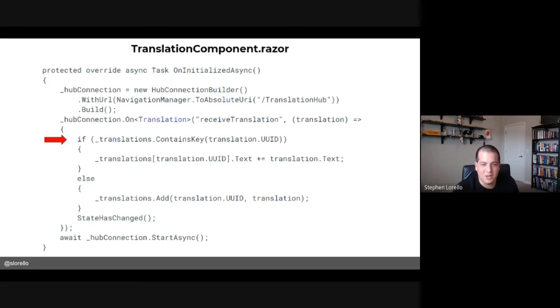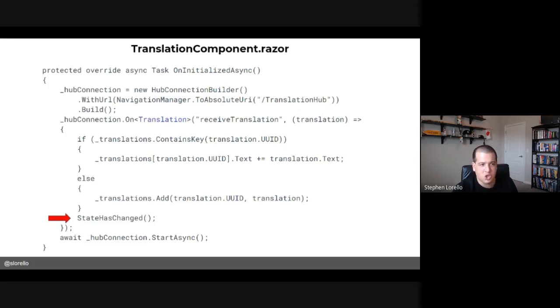Now with that translation, I'm going to come back to the actual application flow here. If the translation is one that we're already working off of, we're just going to update the translated text using the text that we got from the new event. Otherwise, we're going to add that new translation into our list of translations. And then finally, we're going to call this other lifecycle event in here, StateHasChanged.